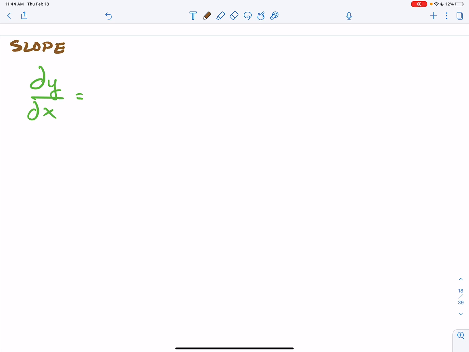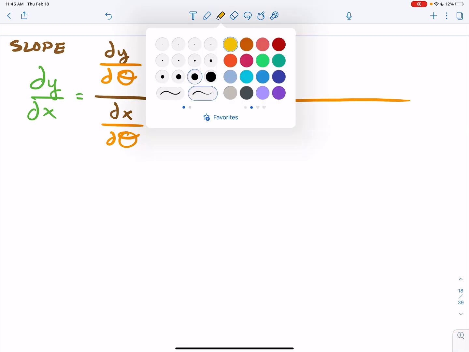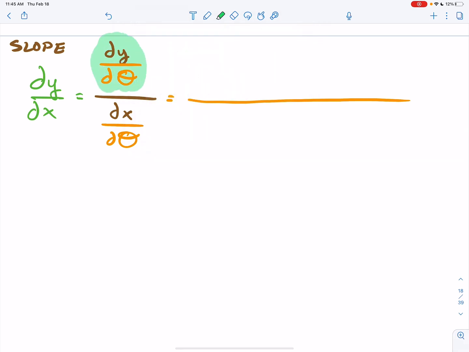Just like parametric equations, we're going to take each differential, the dy and the dx, and divide it by d theta. Because if we're in polar form, everything has to be related into polar. So what does slope mean in terms of the polar realm? Here's what we do. Let's ignore the denominator for now. We're just looking at dy d theta.